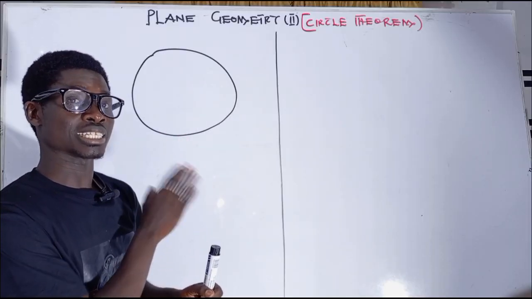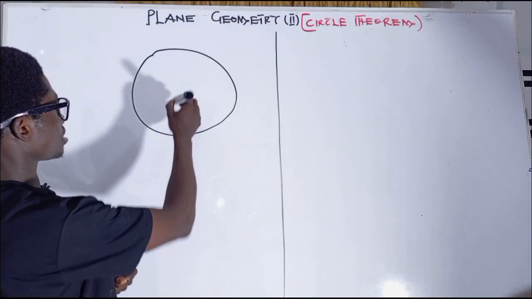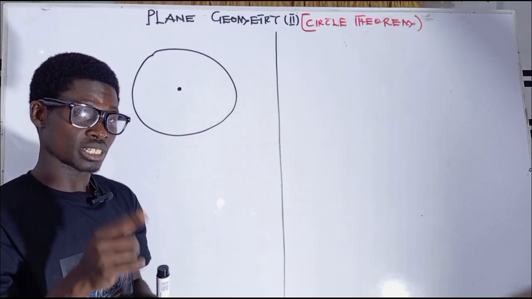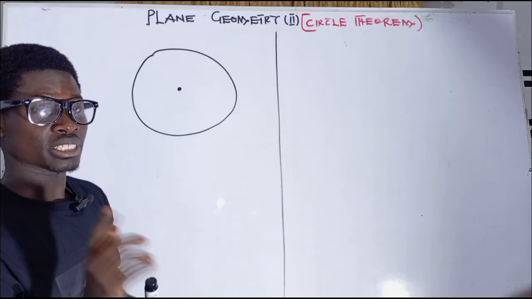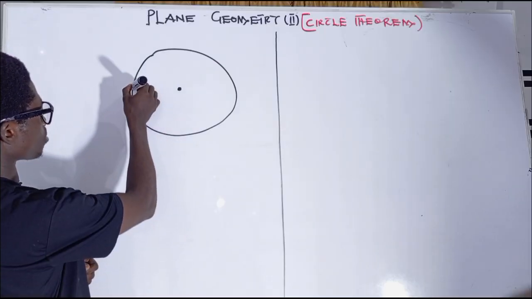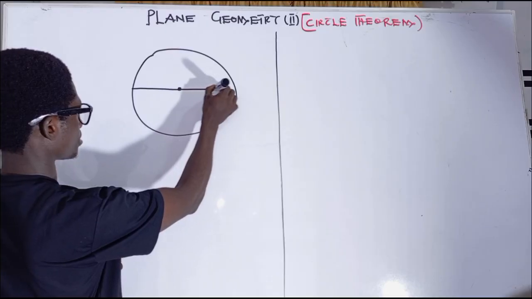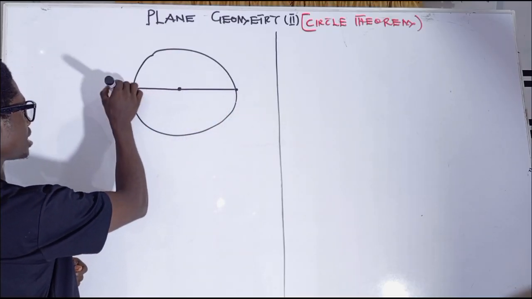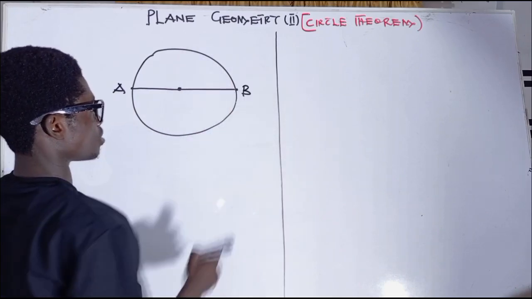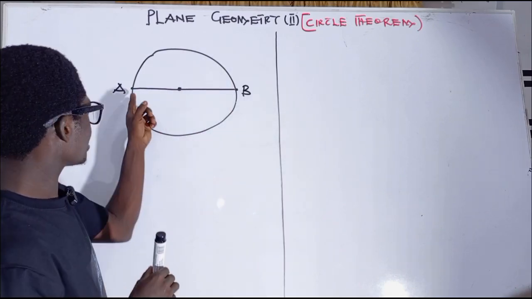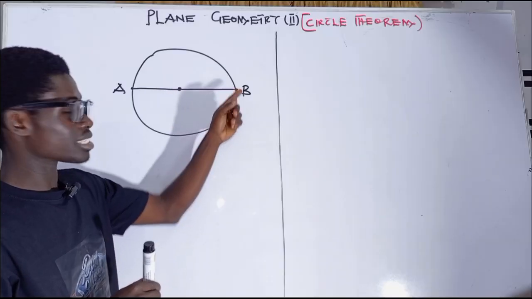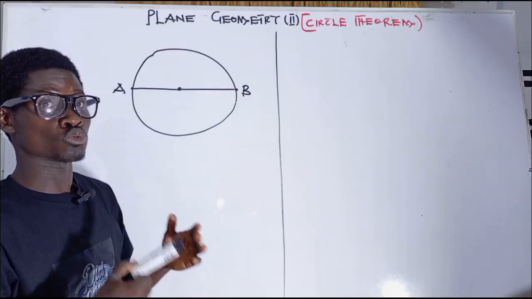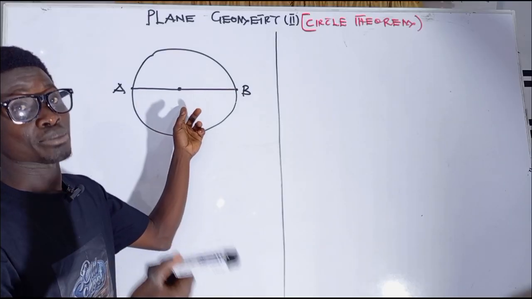Now once you have this circle, identify the center of the circle. So this is my center of the circle. I believe you have seen the center of the circle that you drew. Now take your ruler and draw a line to pass through the center. Let's call one end of this diameter A and the other end B. The line that passes through the center of the circle is called the diameter. It divides the circle into 2 equal parts, or 2 equal halves. We call it what? The diameter.